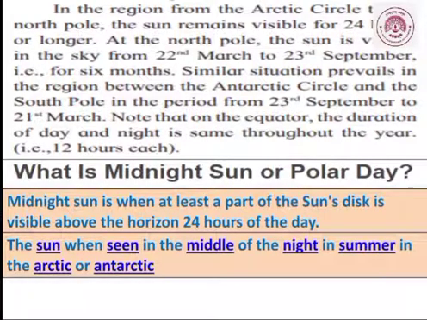Now, in the region from the Arctic Circle to the North Pole, the sun remains visible for 24 hours or longer. This is called the midnight sun or the polar day. Midnight sun is when at least a part of the sun's disk is visible above the horizon for 24 hours of the day. The sun, when seen in the middle of the night in summer in the Arctic or Antarctic, is called the midnight sun or the polar day. At the North Pole, the sun is visible in the sky from 22nd March to 23rd September, for 6 months. A similar situation prevails in the region between the Antarctic Circle and the South Pole in the period from 23rd September to 21st March. Note that on the equator, the duration of day and night is the same throughout the year, that is 12 hours each.